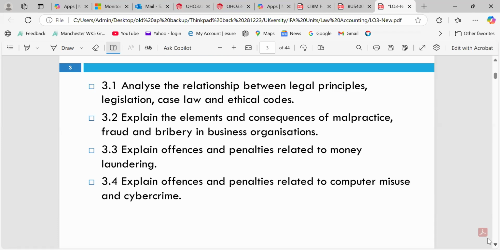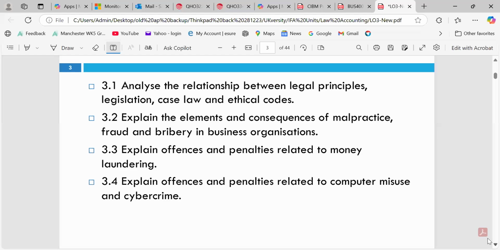Okay, so 3.1, 3.2, 3.3, and 3.4, those are the assessment criteria: the relationship between the legal principle, legislation, and the case laws, and ethical code of practices, which we discussed, the five professional codes of ethics. Explain the elements and the consequences of malpractices and the Bribery Act, which can lead to imprisonment and the fraud or unlimited fine.